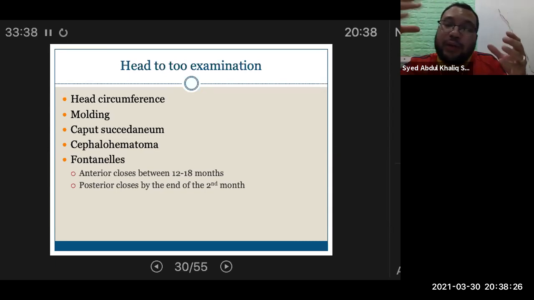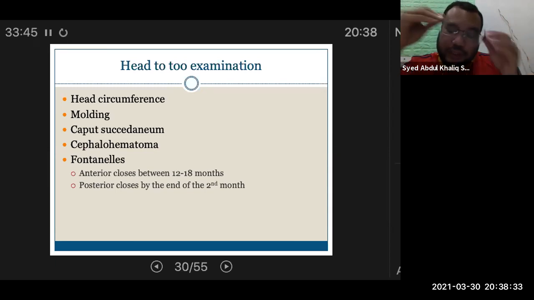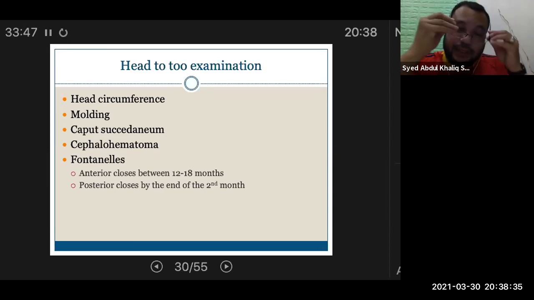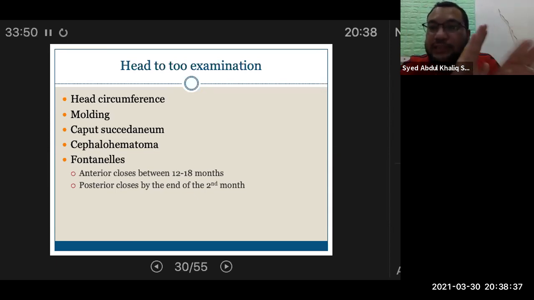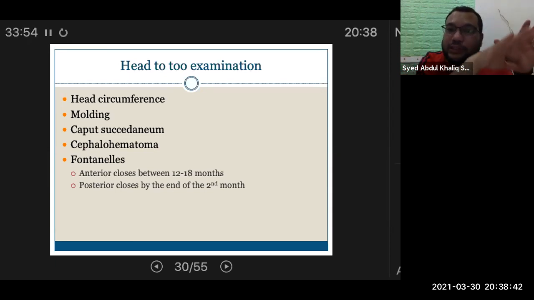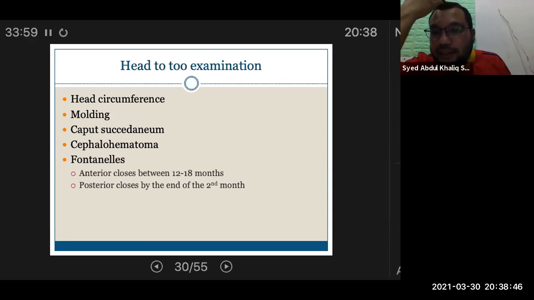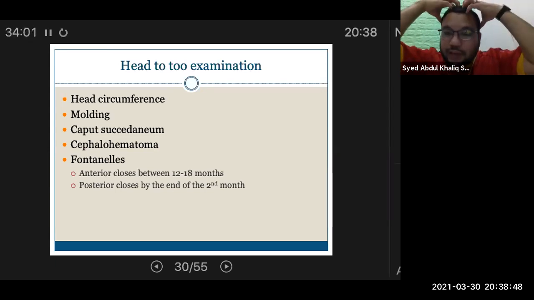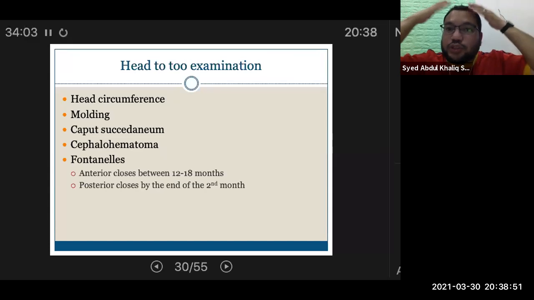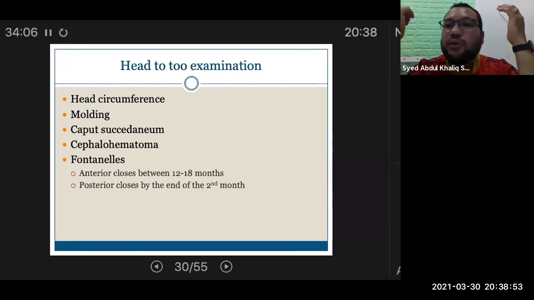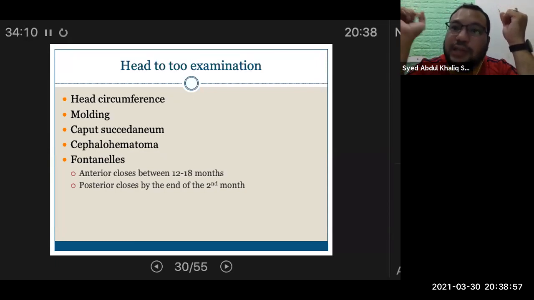So bila bleeding below the periosteum, dia jadi fluid collection, dia akan rasa boggy, sebab dia fluid filled. And then dia bounded by the periosteum, so periosteum binds the bone. So dia tak akan cross the midline. Sebab midline ada two different skull bone kan. Dia tak akan cross the suture lines. This is cephalhematoma.